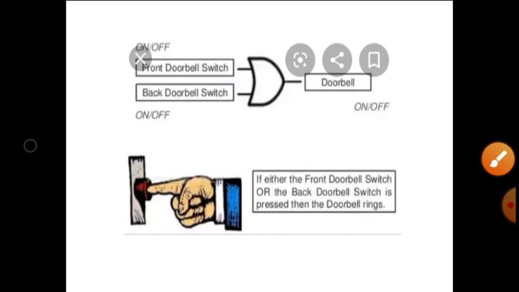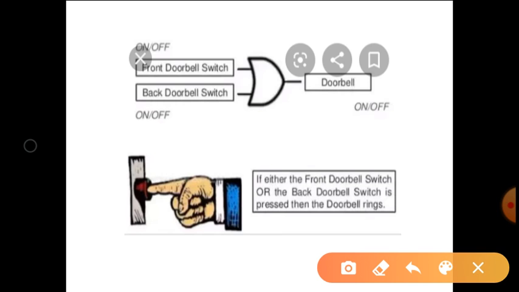In the next case, we can see a doorbell example given here. Two inputs are given to the gate, called the OR gate. The two inputs are the front doorbell switch and the back doorbell switch. As we know, the output of the OR gate is high whenever either of the inputs is high or both are high. So if either the front doorbell switch or the back doorbell switch is pressed, the doorbell rings. So this is one type of application of the OR gate.